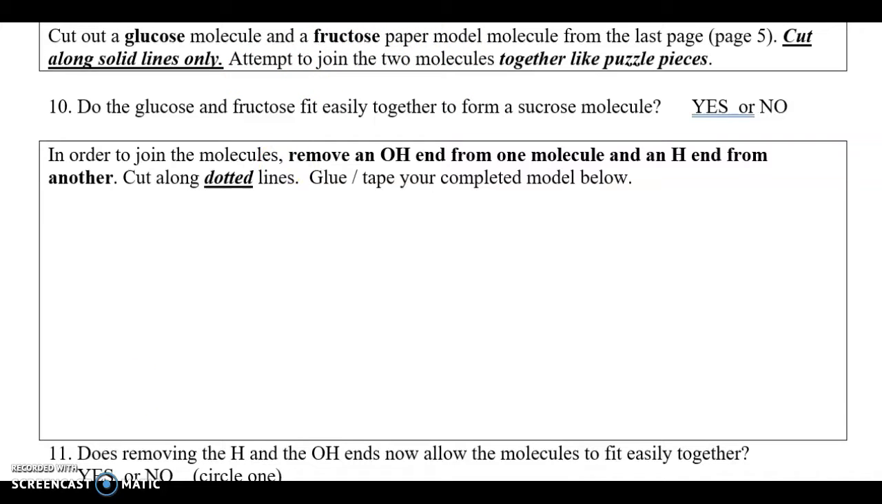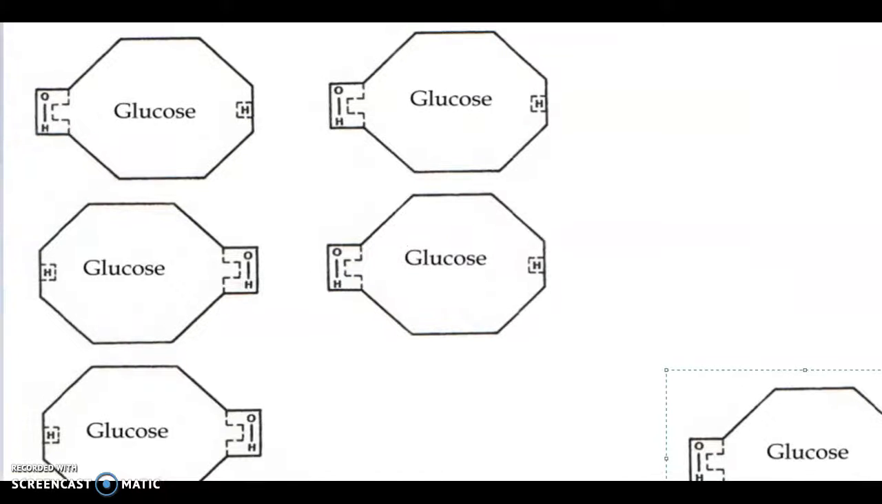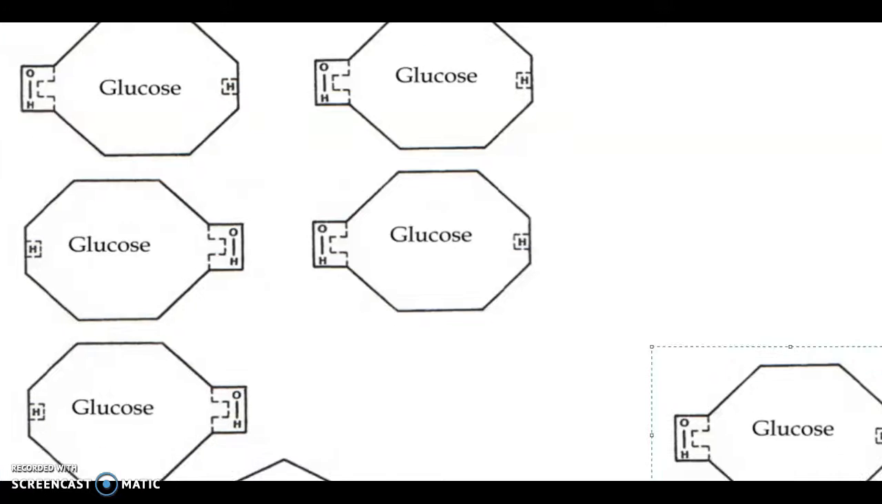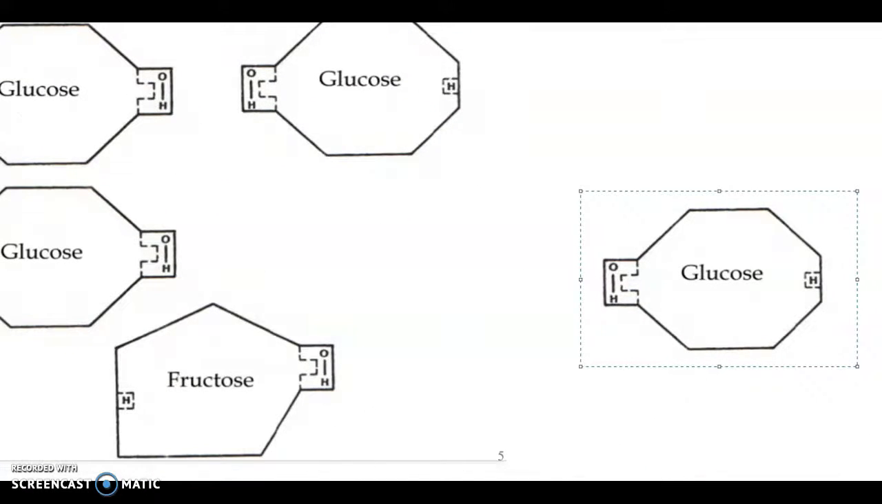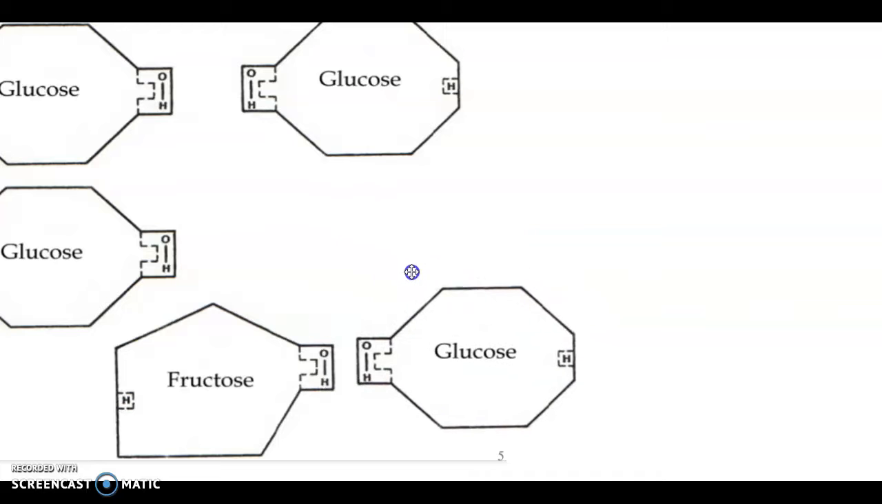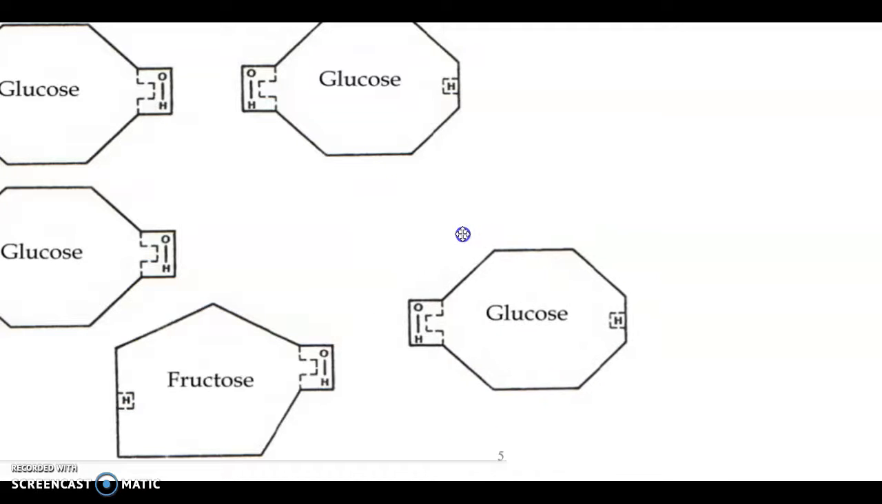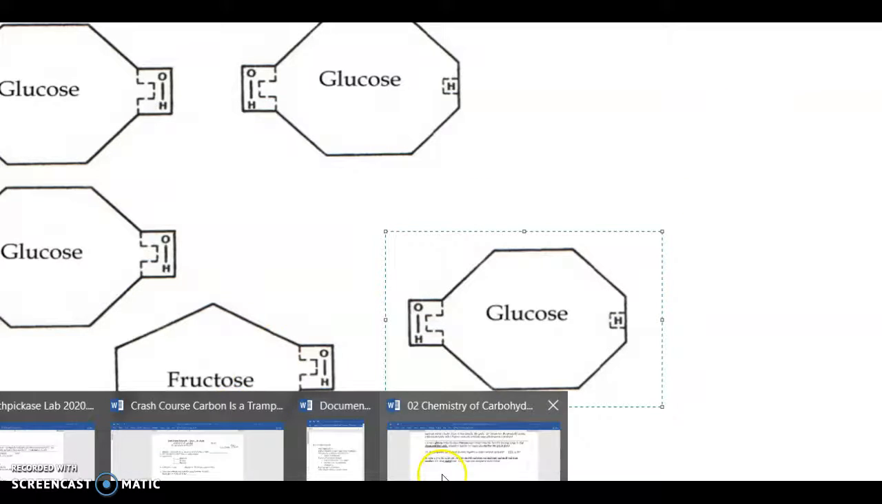So what you're going to do, give me a second here. What you're going to do is find those paper models, like so, and cut all of those little hexagon shapes out, but only on the black lines, not the dotted lines, just the black lines. And then you're going to be asked to put together a glucose and a fructose. And when you do that, you're trying to get them to fit together like puzzle pieces. And as you can see, they're going to bump up against each other, and they're going to stack on top of each other, but they're not going to go together perfectly like jigsaw puzzle pieces. So you're going to have to do something to get them to go together.